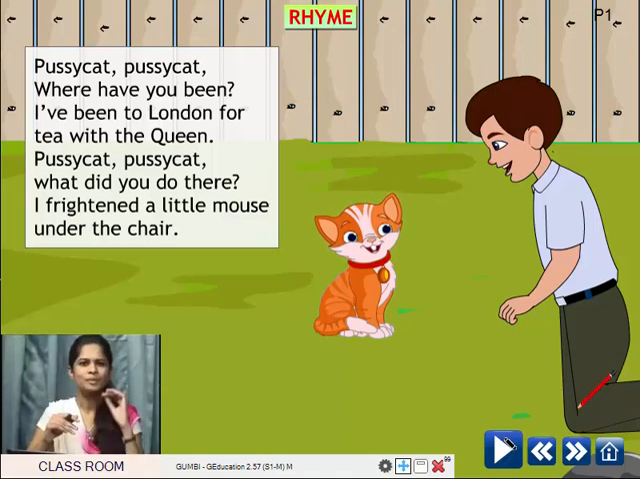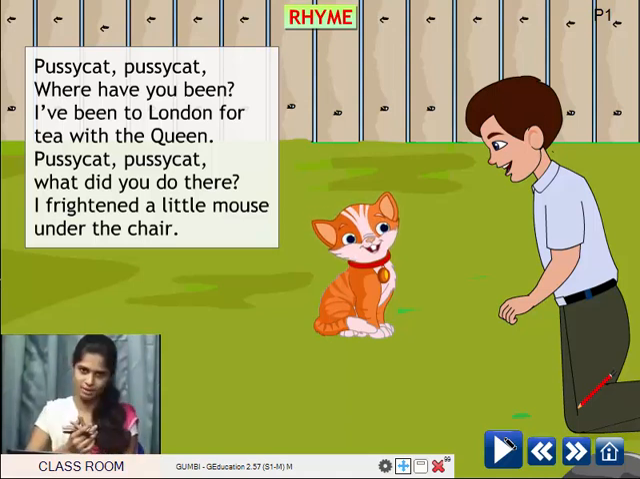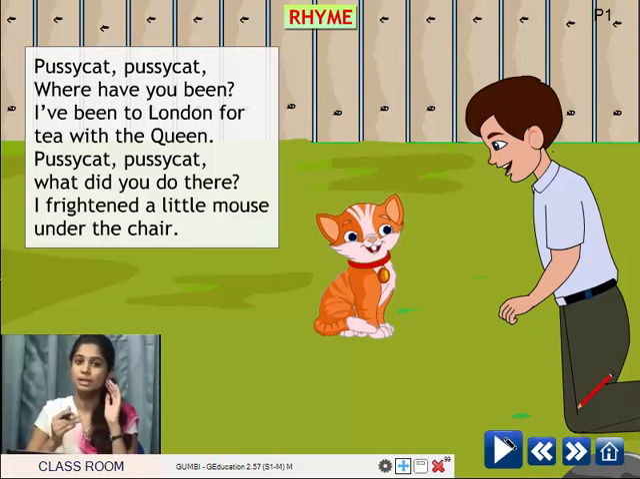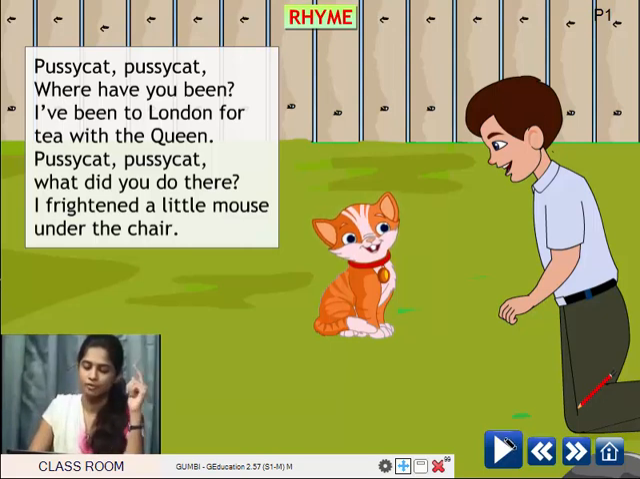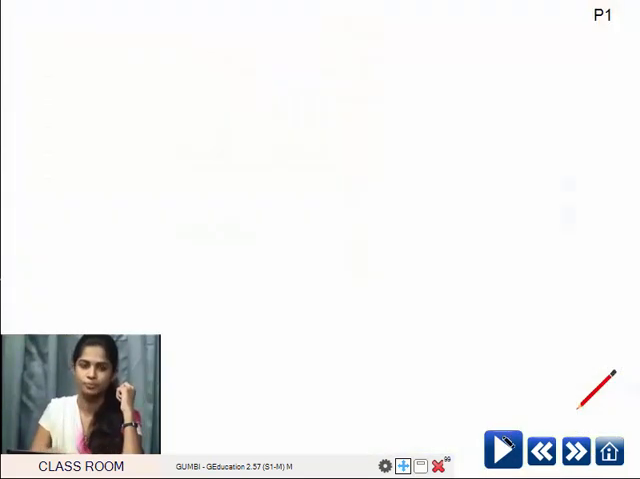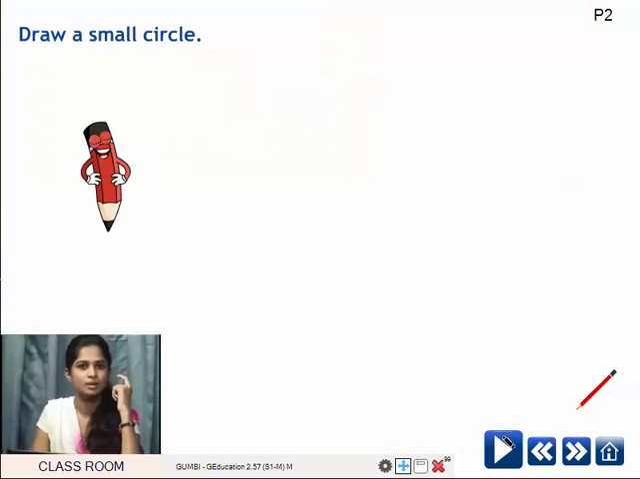Okay, now I'll give few instructions. You have to listen to the instructions carefully and draw accordingly. What you have to do? You have to listen to my instructions and draw accordingly. So, our first picture, let's draw now. First instruction is draw a circle. What you have to do? Take your pencil. Draw a circle.